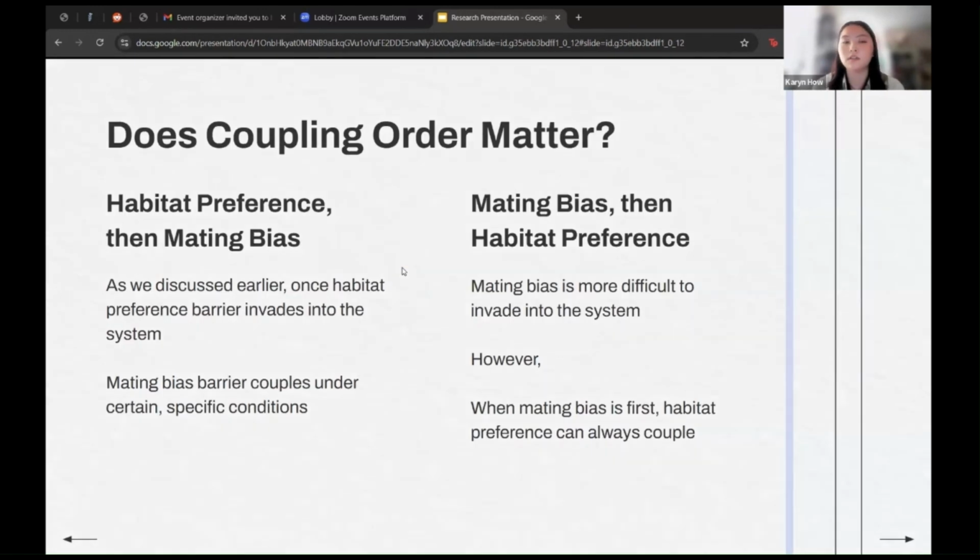So you might wonder, does coupling order actually matter then? Because earlier, when we discussed everything, we had habitat preference established first in the system and then mating bias established second.